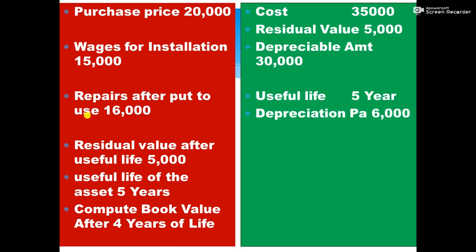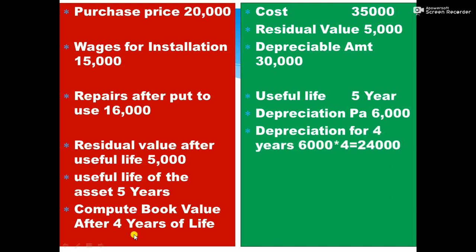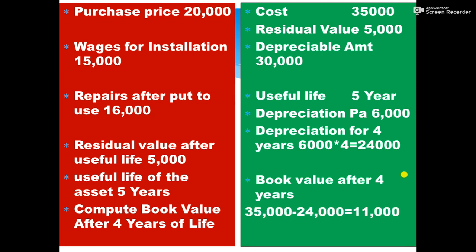So depreciation for 4 years, because we have to compute the book value after 4 years, is 6,000 into 4. Every year depreciation remains the same under the straight line method. Every year 6,000. Therefore 6,000 into 4 years is 24,000. Therefore, book value after 4 years will be the cost of the asset 35,000 minus depreciation for 4 years 24,000, and the balance is 11,000. That is the book value of the asset after 4 years.